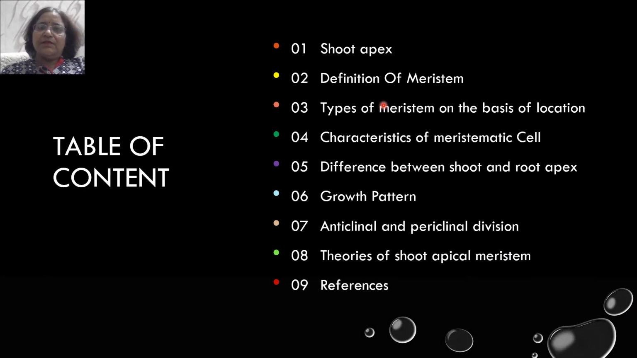In this lecture, the subtopics will be shoot apex, definition of meristem, types of meristem, characteristics of meristematic cells, difference between shoot and root apex, growth pattern, anticlinal and periclinal divisions, and theories of shoot apical meristem.